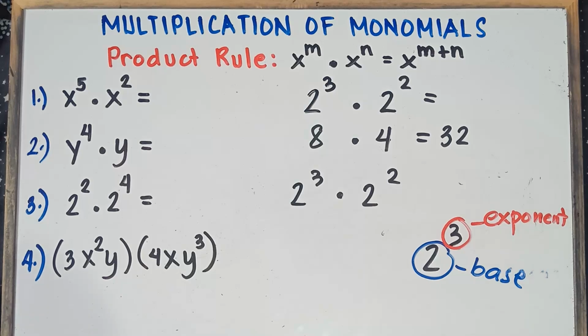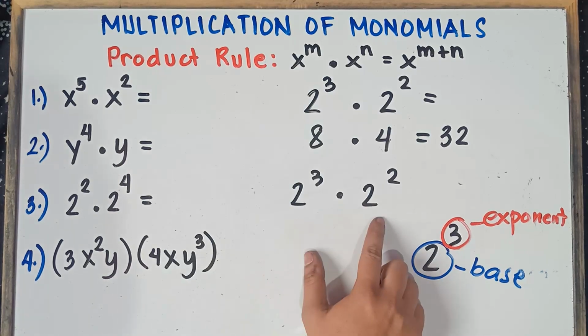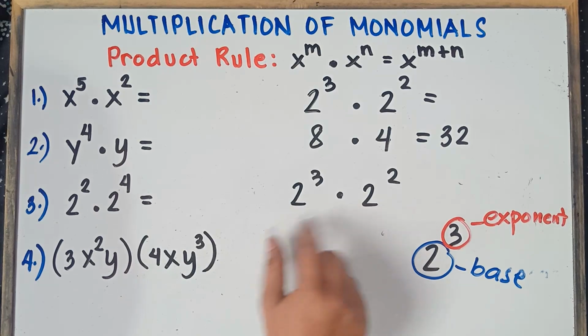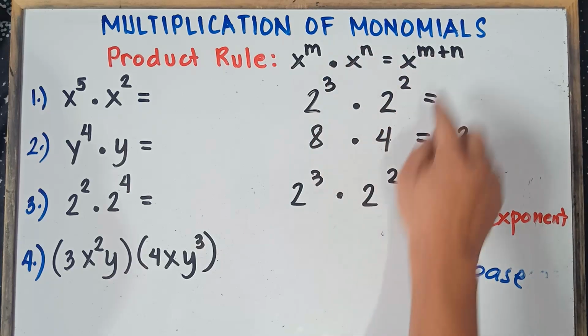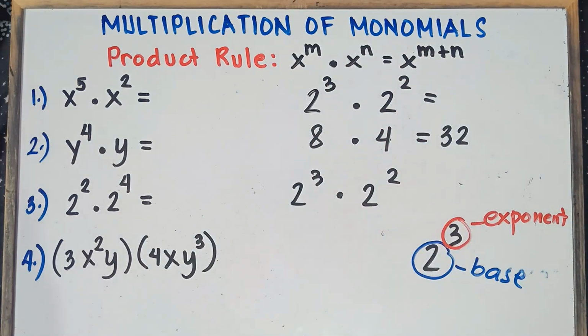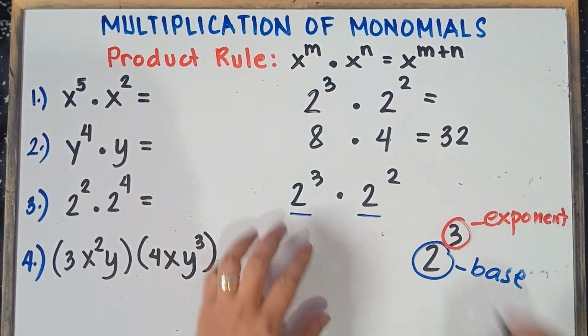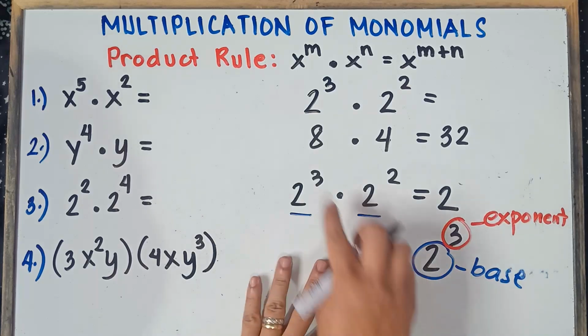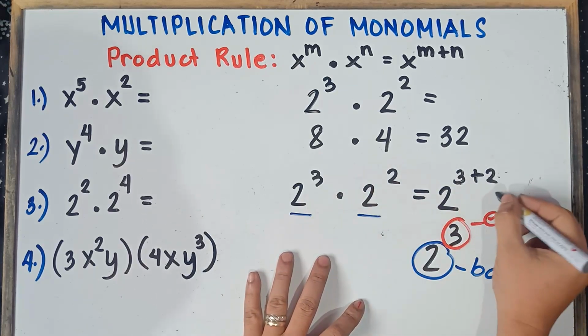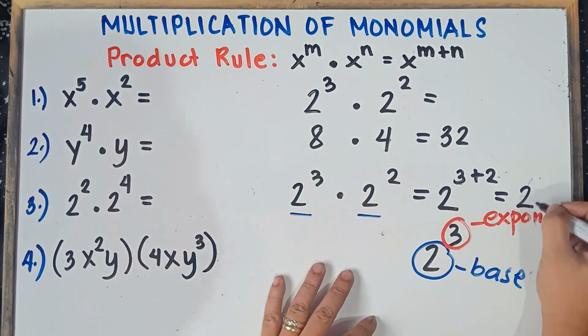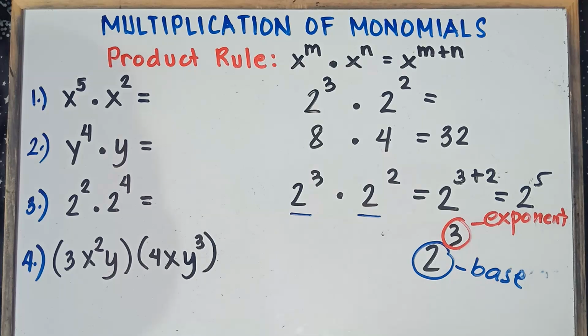Therefore, in the product rule, class, if they have the same base, which is 2, simply copy the base and then simply add the exponent. So same base, which is 2, copy 2, and then add the exponent, so that would be 3 plus 2. So therefore, this is 2 raised to the power of 5. I hope you get this one, class.